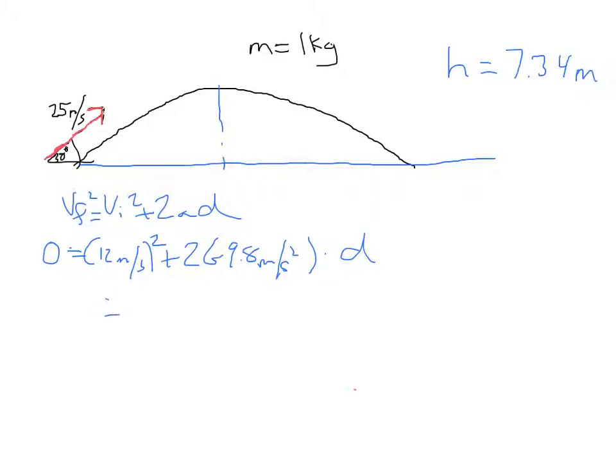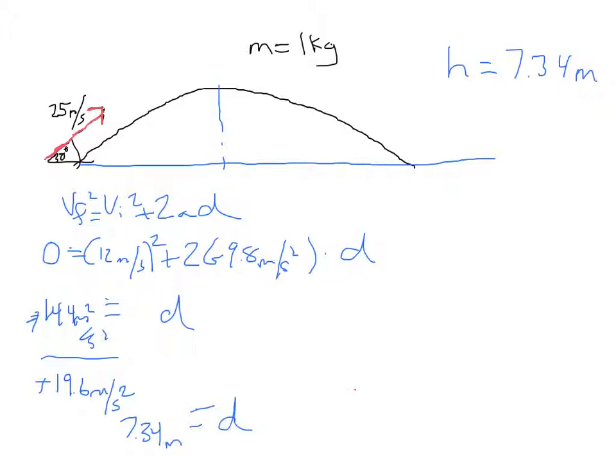If I solve for this, my 12 meters squared becomes negative 144 meters squared per second squared on this side. That's looking very messy. And then 2 times negative 9.8 gives me, divided by, negative 19.6 meters per second squared, and I solve for d here. So essentially, the negatives cancel out. I have 144 divided by 19.6, and according to my calculator, that is approximately equal to 7.34 meters. And that's the displacement in the y component, which is beautiful, which is why physics is beautiful.